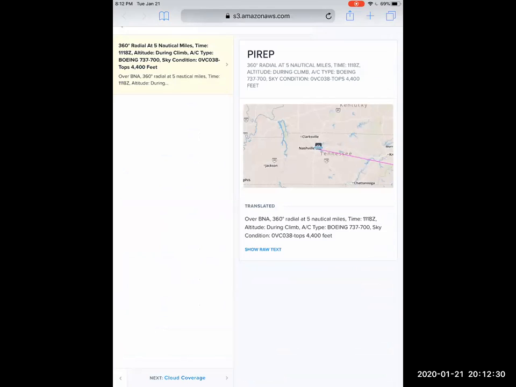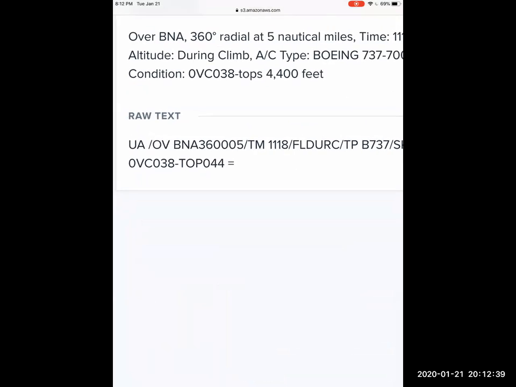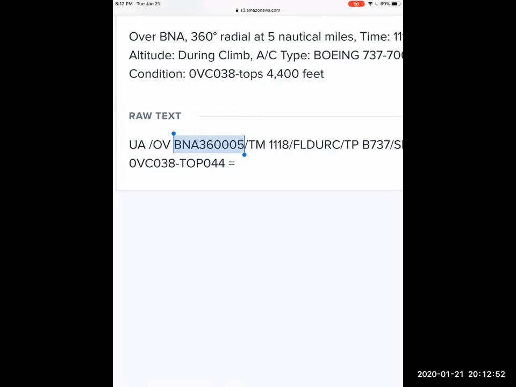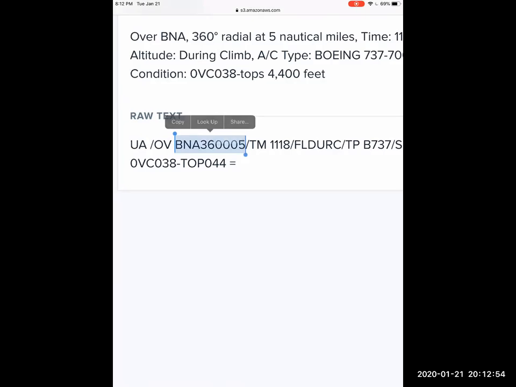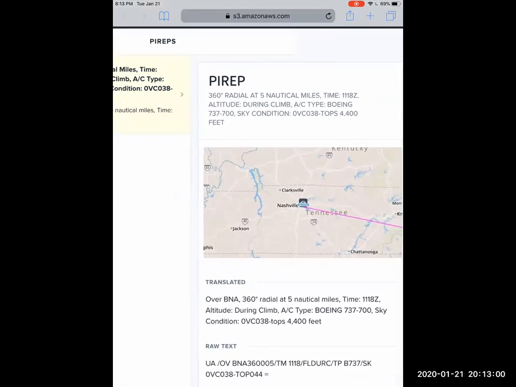Let's take a look to see if there's any pilot reports. There was a pilot report. In this case, let's look at the raw text. So the UA represents the fact that this is a standard pilot report. Then it gives you the location. So OV just simply represents over. In this case, they're over BNA at the 360-degree radial. That's your 360 there. And then the last three digits would be your distance. So they're 5 miles to the north, in other words, of BNA. Where in the world is BNA?